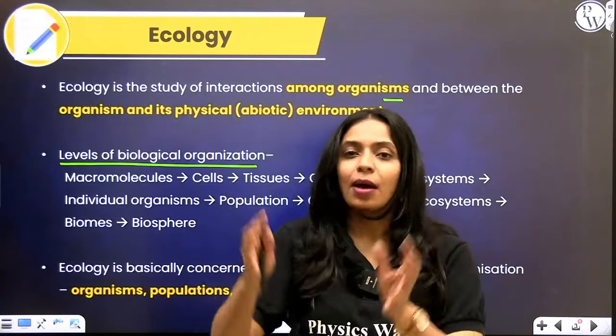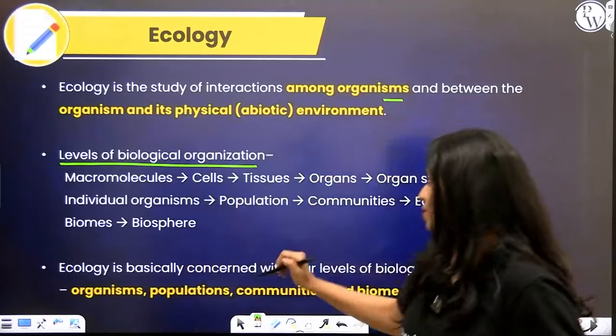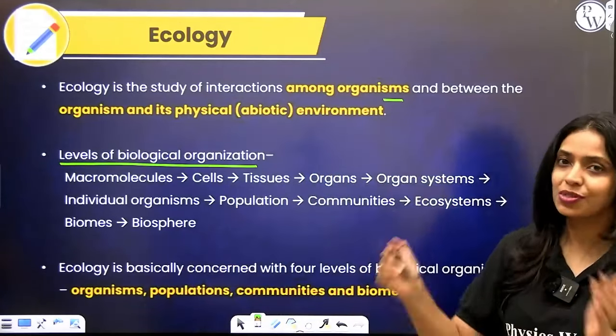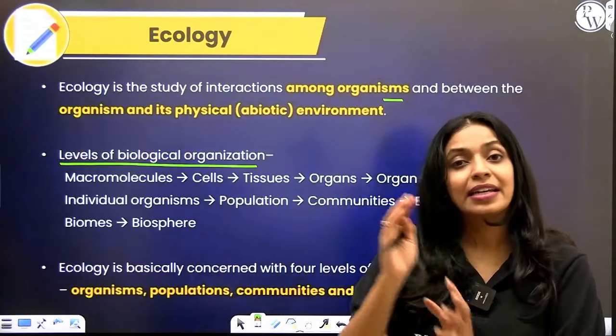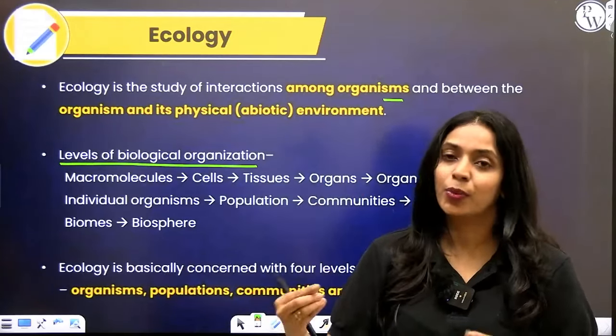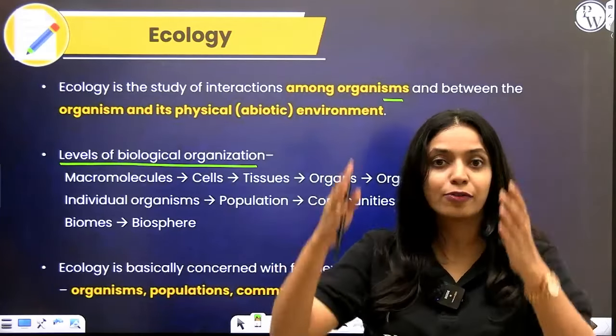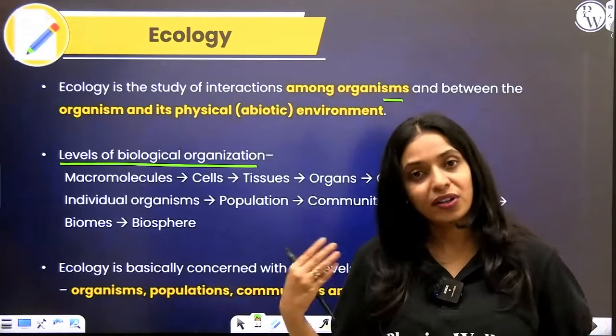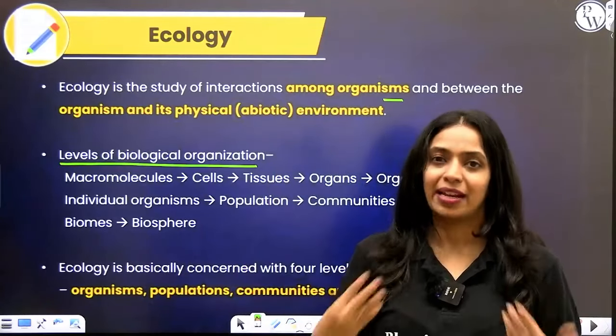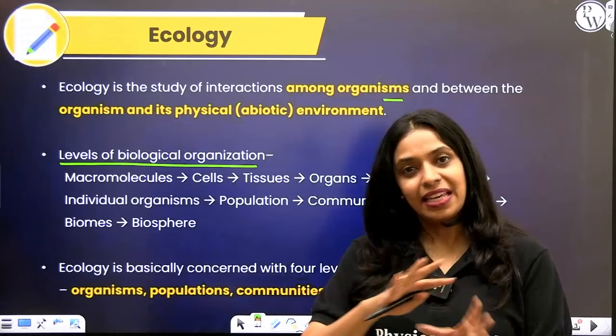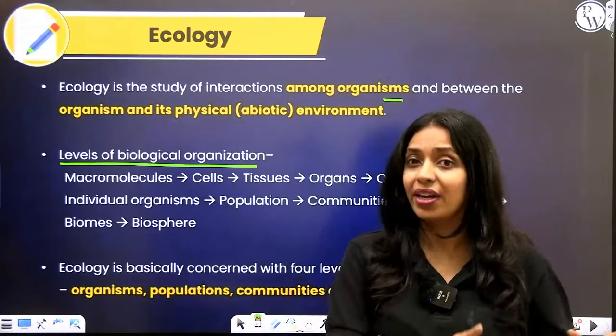Similar types of cells come together and form tissues. Different types of tissues come together and form an organ. Different organs work in a coordinated way to perform one physiological function and form an organ system. Many organ systems will result in organisms like us, right? So these are some levels of organization that you're already aware of.